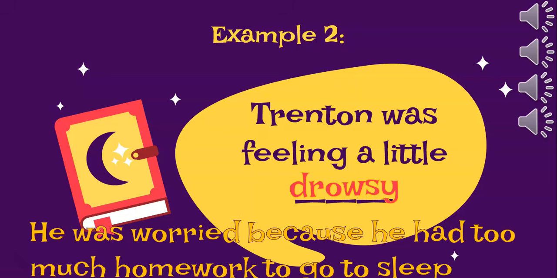In the next sentence, we find out that he was worried because he had too much homework to do to go to sleep yet. Well, if he's worried because he's sleepy, because he has so much homework, then we can probably guess that in that first sentence, the word drowsy means sleepy, that he's having a hard time staying awake. See? Context clues. Really easy.